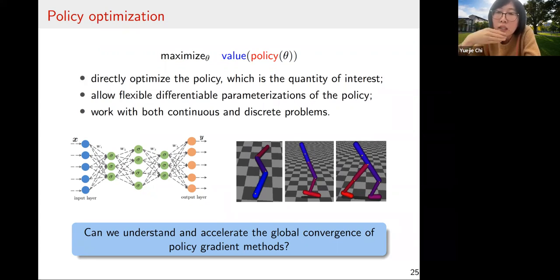It also allows you to take in some of these more recent advances in deep learning by thinking about parameterizing the policy using deep neural networks. And then running policy gradient will be similar to just running backprop on your neural networks. So because of these reasons, policy gradient methods have been very popular in practice. And the question from a theoretical perspective is, can we actually understand the global convergence properties of these policy gradient methods and even think about how to accelerate their convergence?